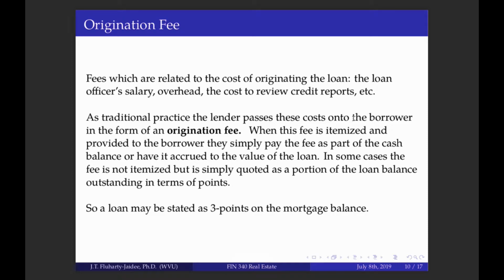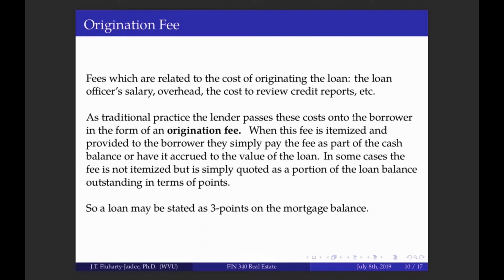All of these costs may be line itemed and written down in a list for you, and you're told, oh, you need to pay $1,500 in origination fees. Or the bank may forego giving you a line item of what exactly they're charging you because they don't really want you to know how much they're paying people, or the overhead is, or the cost of the credit reports. People tend to be a little upset that they have to pay for the loan officer's salary. They argue, well, that should just come out of the bank's overhead.